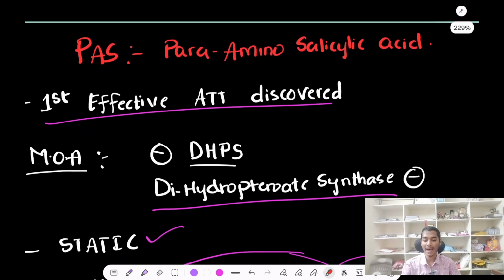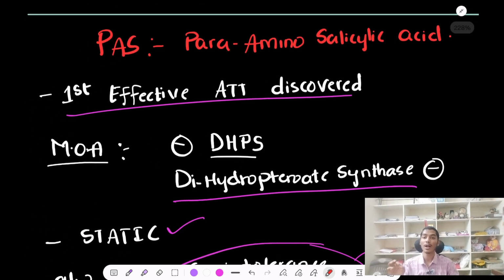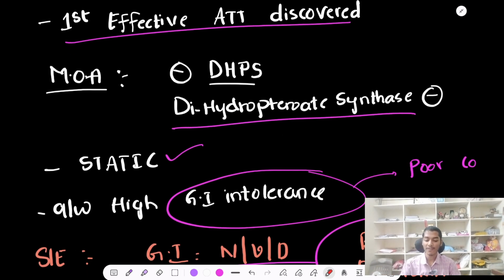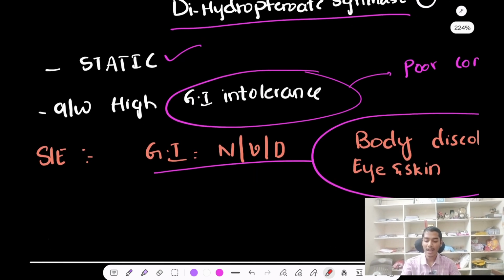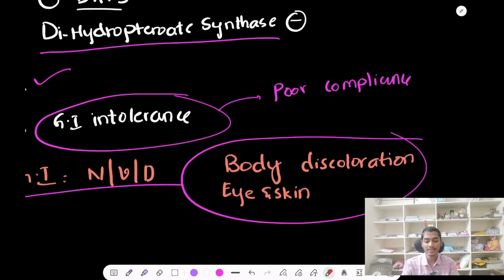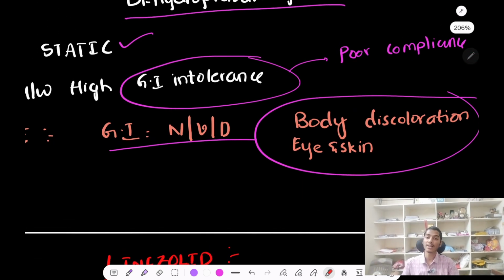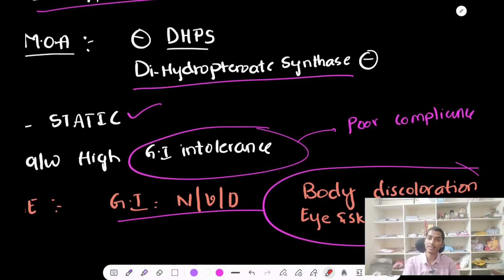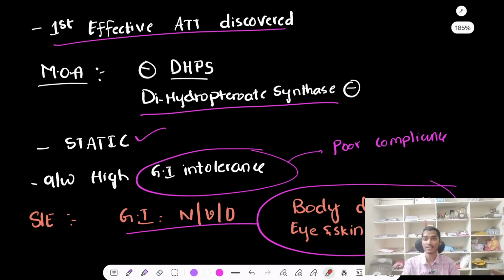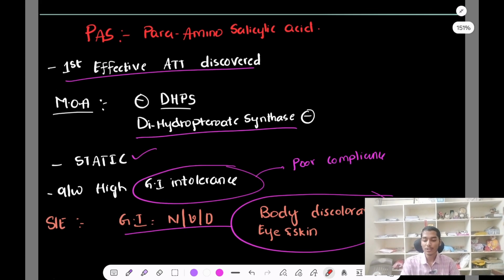We have para-aminosalicylic acid. It's the first effective anti-tubercular drug that was discovered. Mechanism of action: it inhibits dihydropteroate synthase. So it's a static drug. It is associated with high GI intolerance, and it has poor compliance, right? It has GI side effects like nausea, vomiting, and diarrhea. It also has bodily discoloration, like of the eye and skin. Since it's para-aminosalicylic acid, it is responsible for the bodily discoloration.